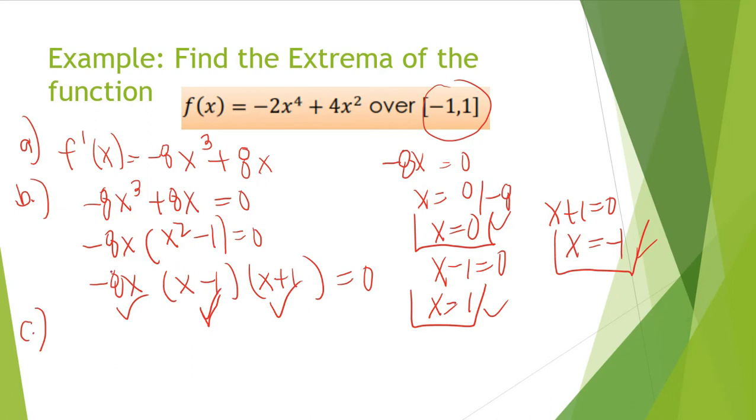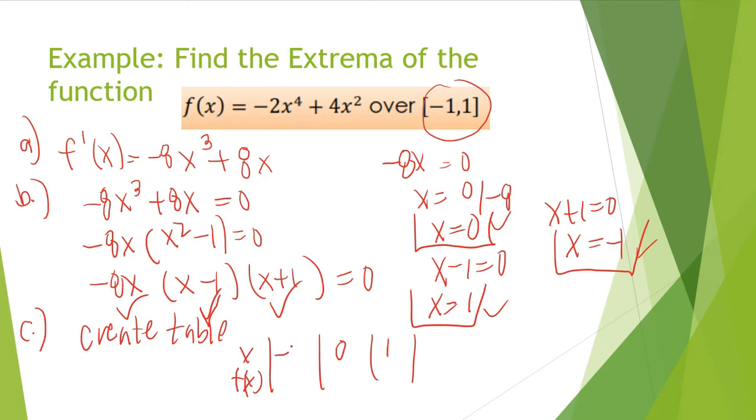For letter C, for the third step, we create a table. So we have 2 rows, x and f(x). And then we list the critical points that are included in the closed interval [-1, 1], which is, sabi nga natin, kasama yung 0, and then kasama din yung positive 1, and then yung negative 1. And then we substitute the value of x doon sa original function, which is this one.